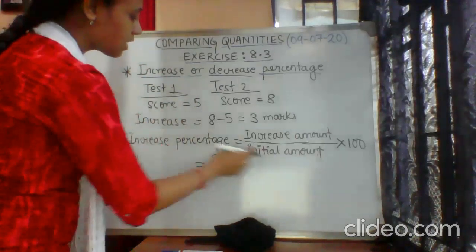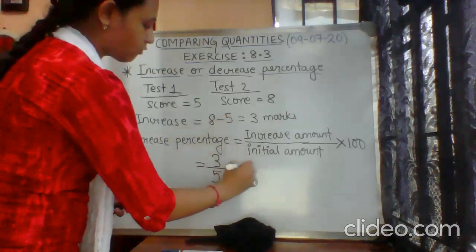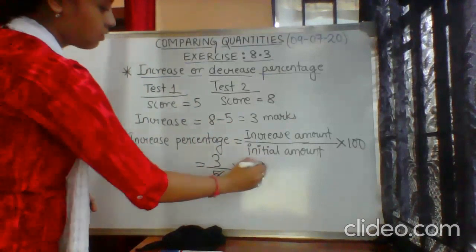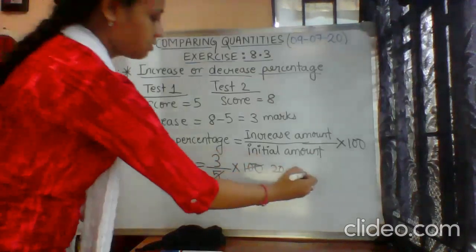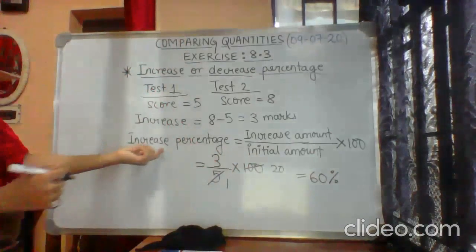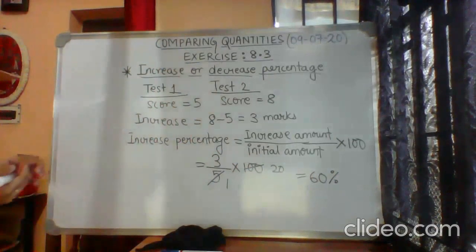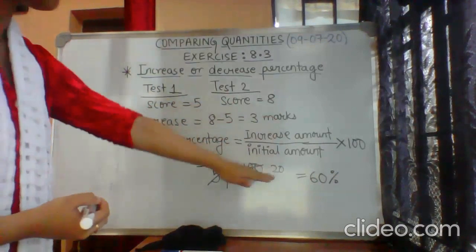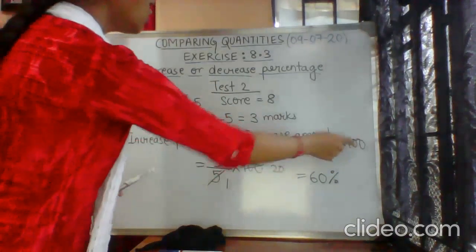So the initial amount was 5 and we have to calculate the percentage, so you have to multiply by 100. You can easily calculate: 5 ones are 5, 5 twos are 10, 0. So 3 twos are 6, 0. So there is a 60% increase in his or her mark or score. So we calculate increase percentage in this way: increase amount by initial amount into 100.